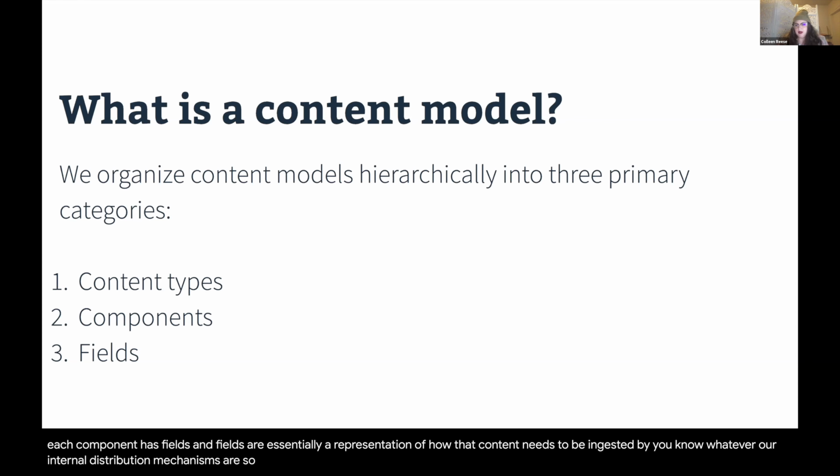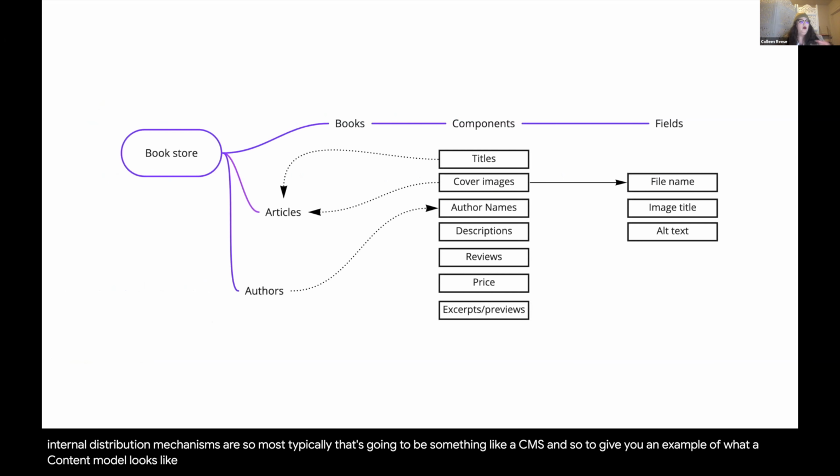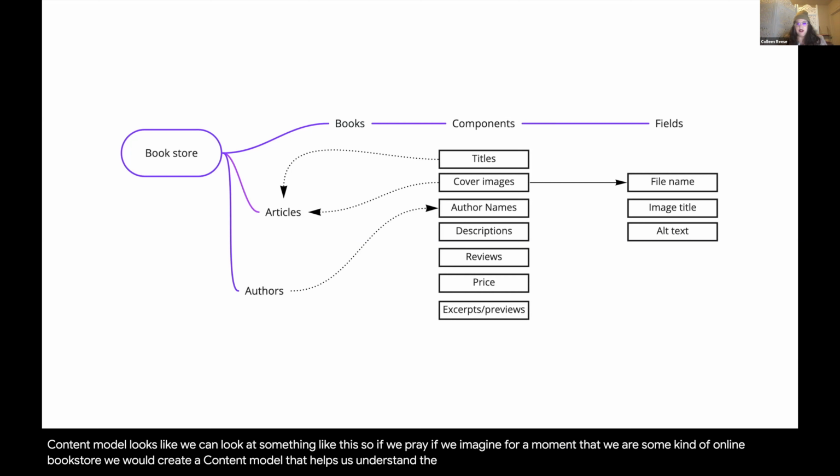So most typically that's going to be something like a CMS. And to give you an example of what a content model looks like, we can look at something like this. If we imagine for a moment that we are some kind of online bookstore, we would create a content model that helps us understand the relationship between different kinds of content.